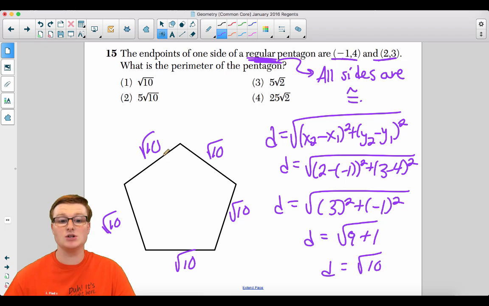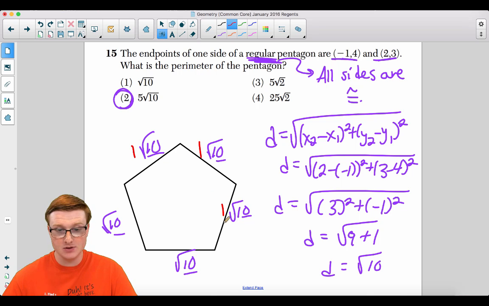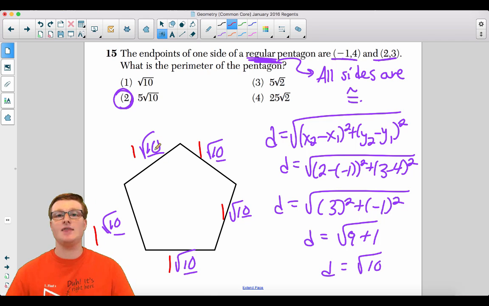Well, the perimeter is radical 10 plus radical 10 plus radical 10 plus radical 10 plus radical 10, and that is equal to 5 radical 10. Make sure you know how to add radicals. If you have radicals with the same radicand, you just add up the coefficients in the front, and the coefficients in the front are all 1. So 1, 2, 3, 4, 5, and then attach on the radical 10 at the very end.